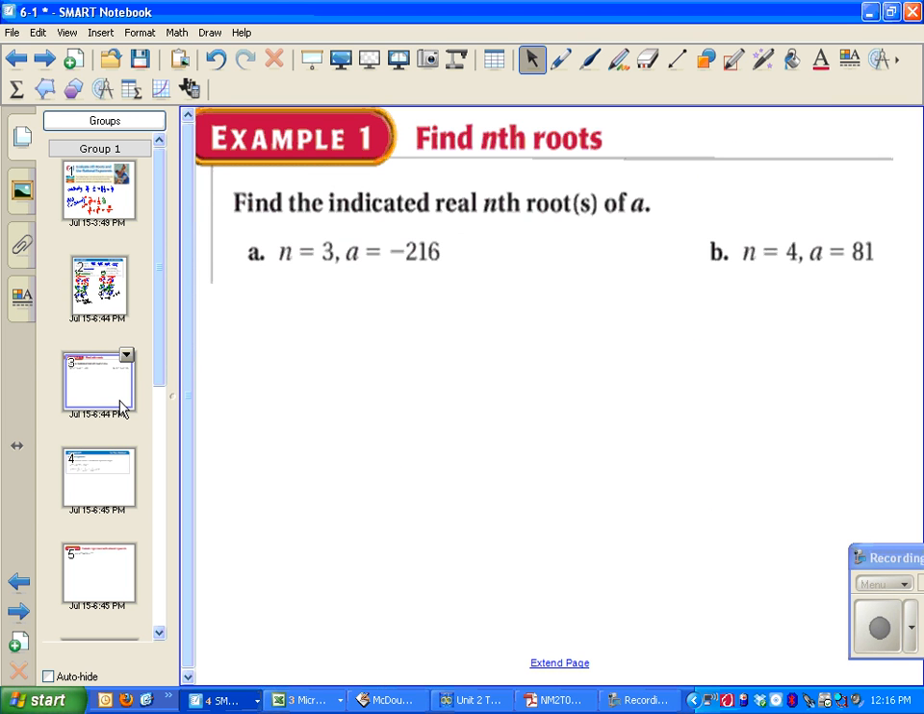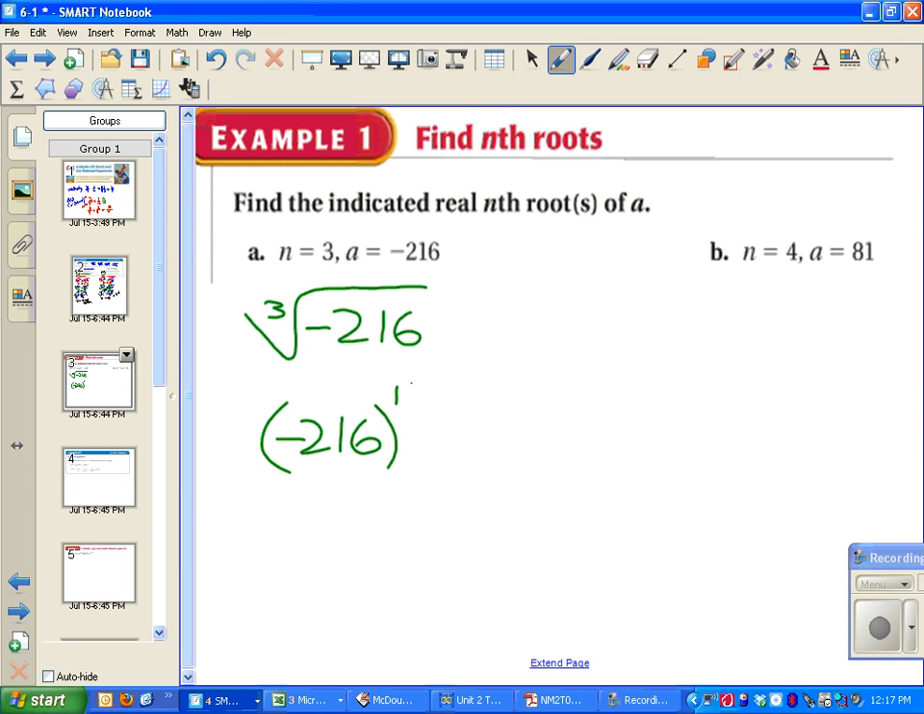So for example 1, we have the cube root of -216. All right, so that is an odd number. It's an odd number for n, and it's a negative under the radical. Right? And we can also rewrite it like this. This also means the same thing. And so either case, you would get -6, right?